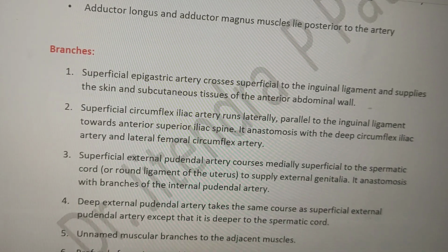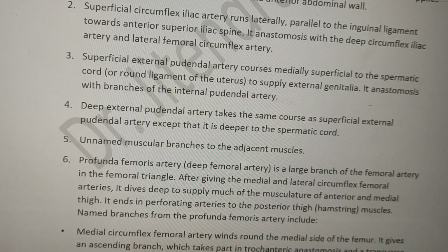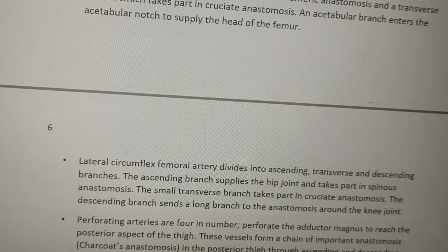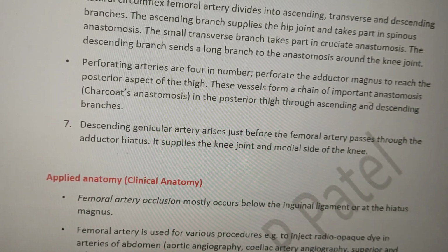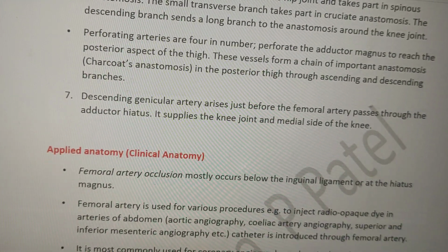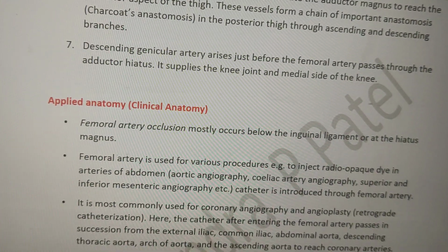I have mentioned all 7 branches, 6 branches inside the femoral triangle, but the 7th branch, the descending genicular, is not inside the femoral triangle. So I have mentioned it in detail, but you should at least write down 1 or 2 lines of each artery.